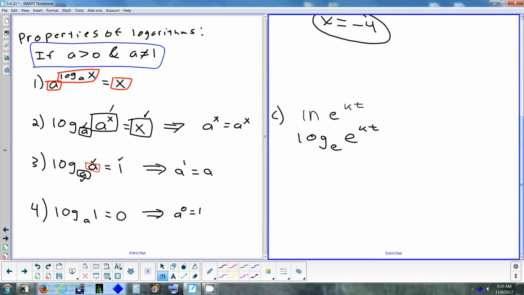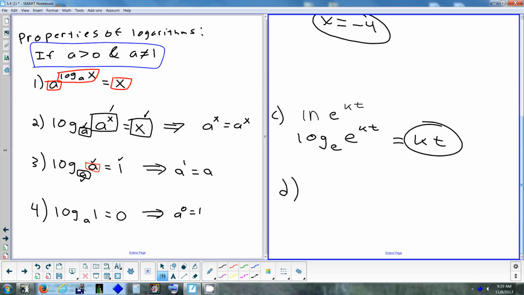Now, it's definitely rule 2. So what would you get, or what would that simplify to? X equals kt. Yeah, whatever the variable is, that whole thing would simplify to k times t. If you want to put equals x, you could put that too.